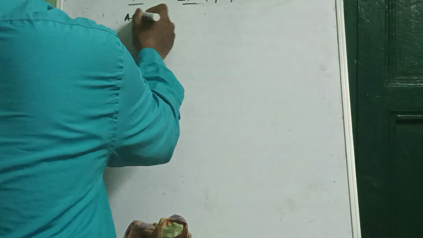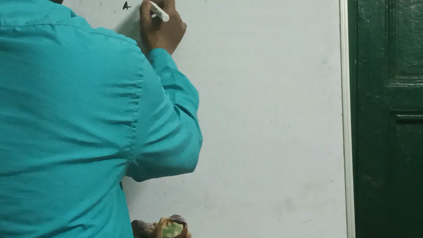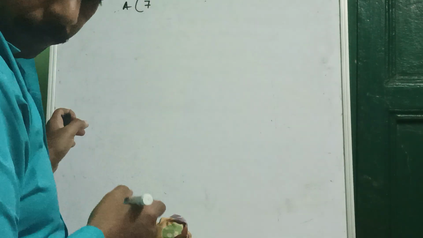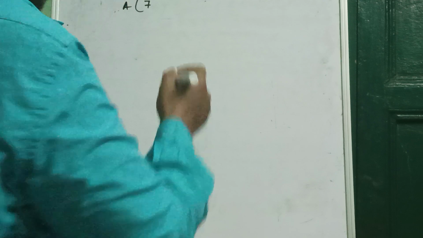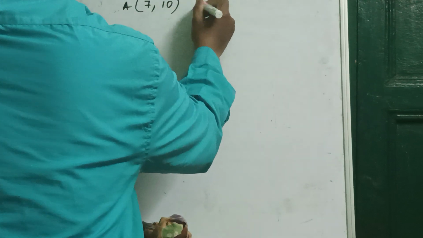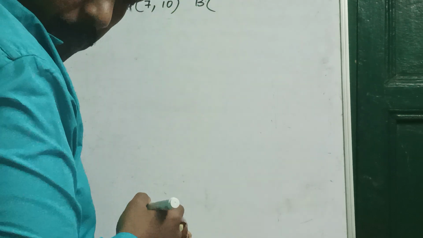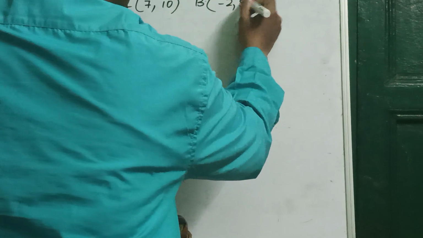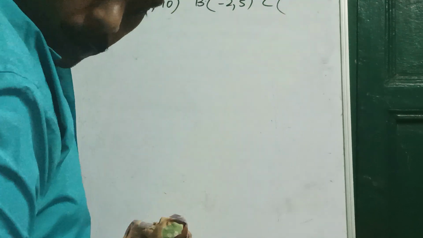So question number 18. Take point A as (7, 10), B point (minus 2, 5), and the C point is (3, minus 4).